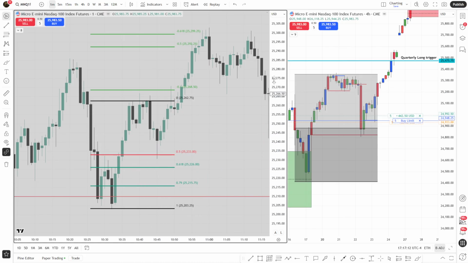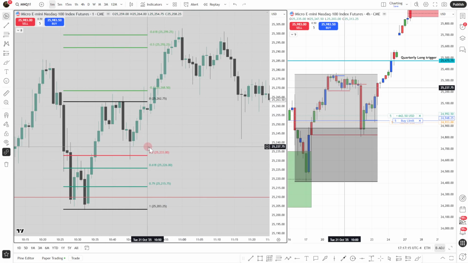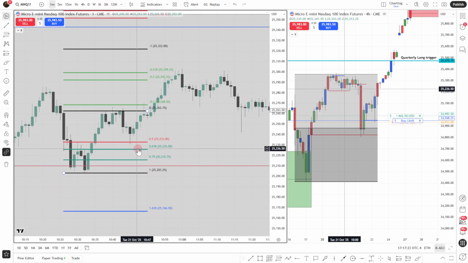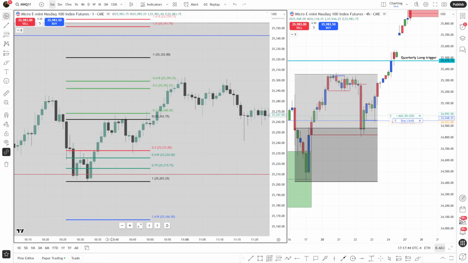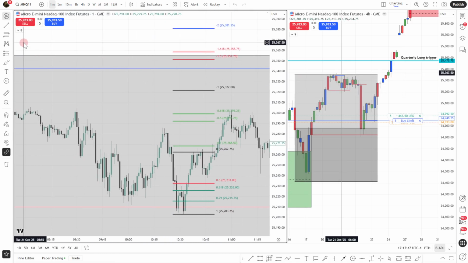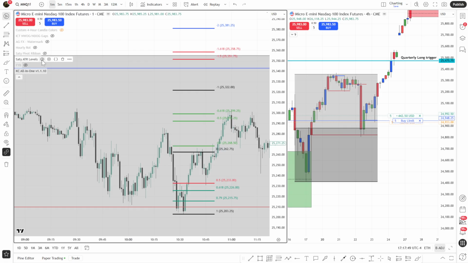So for these, I use these just for mechanical setups. Really, what levels are you talking about? 4 hour, or are you talking about the fib levels? Yeah. So I kind of mesh these. I'll mark them out. I like to use ATR levels.